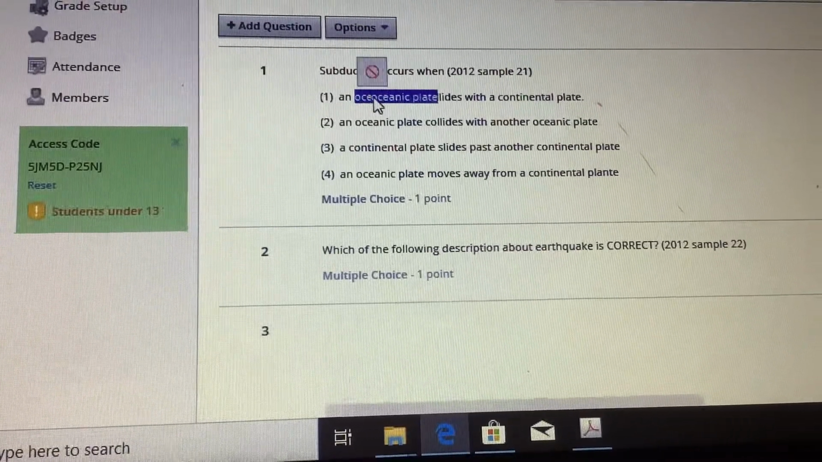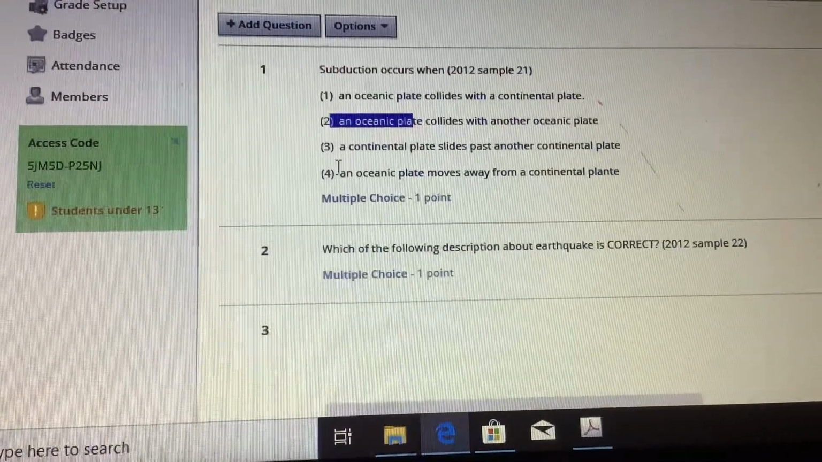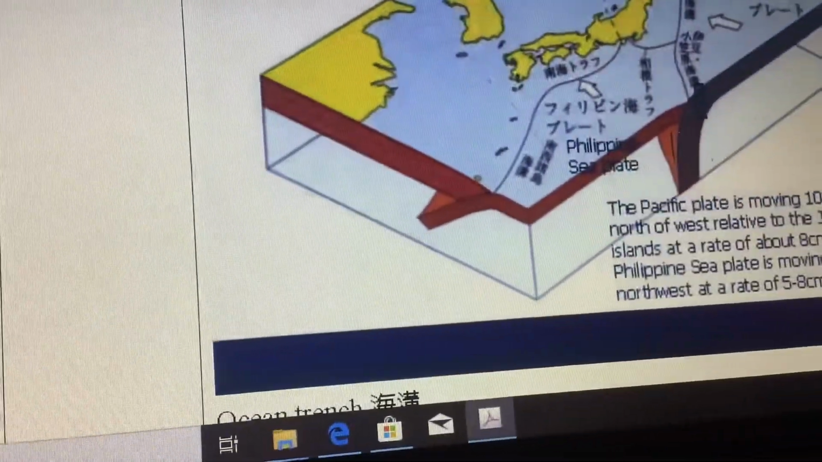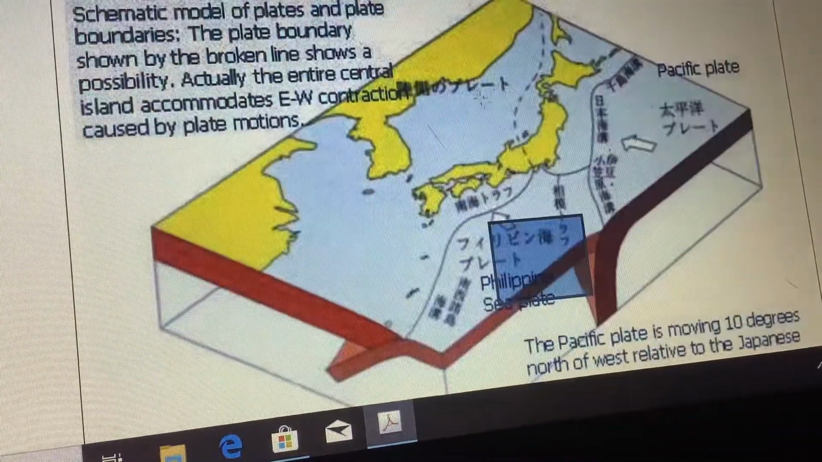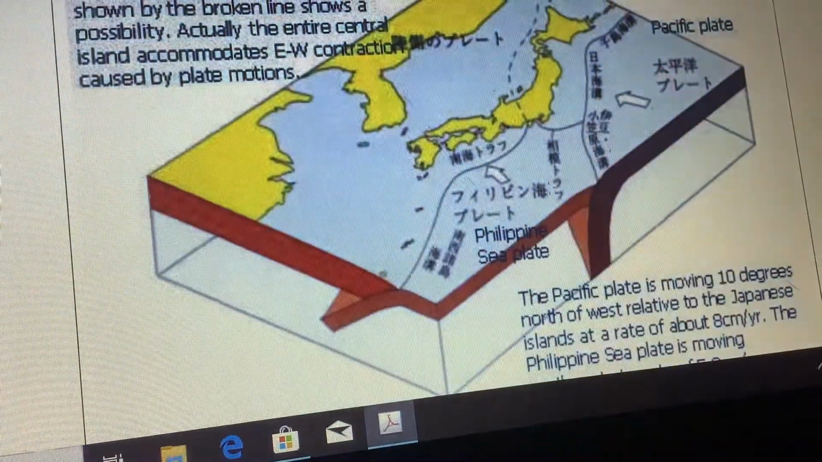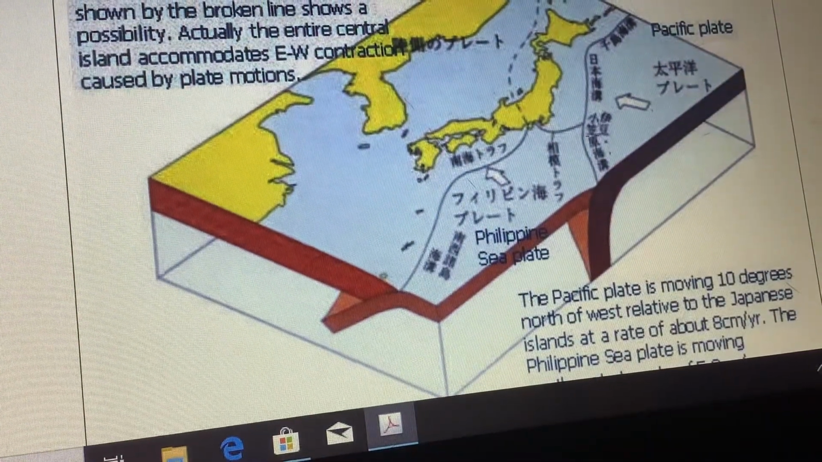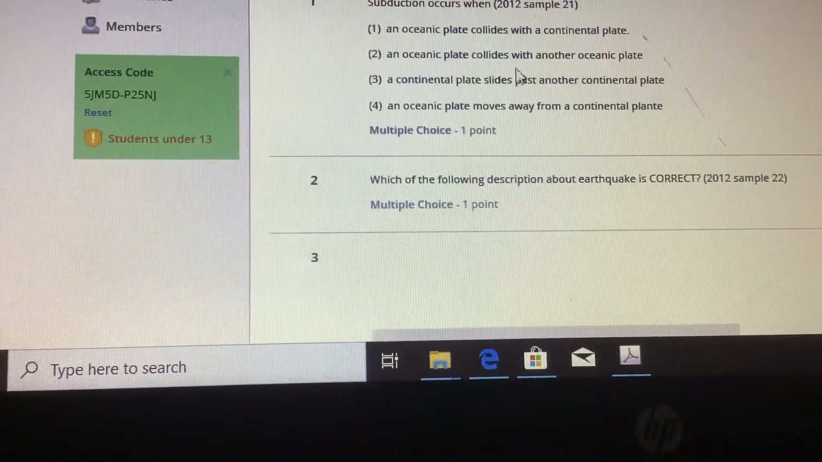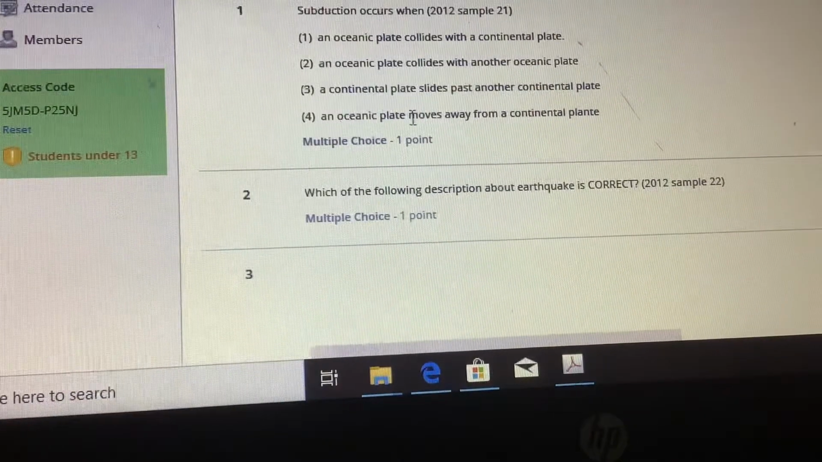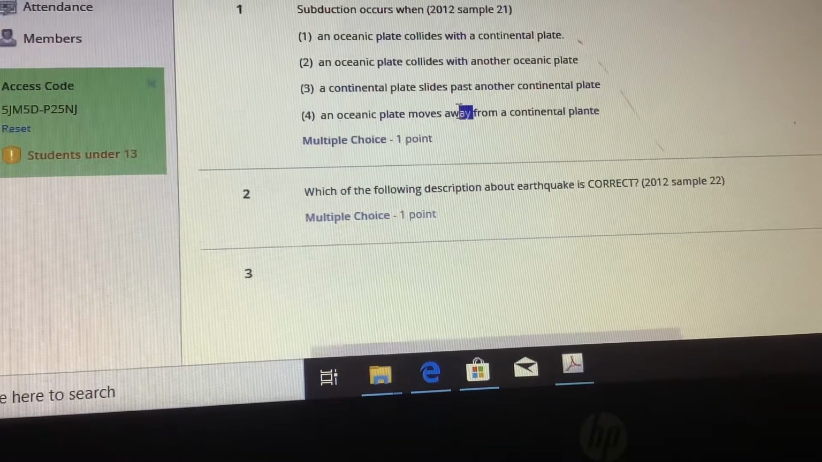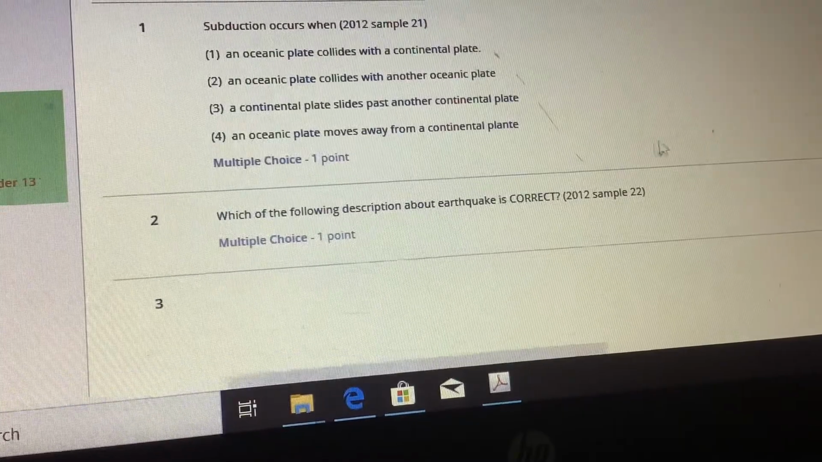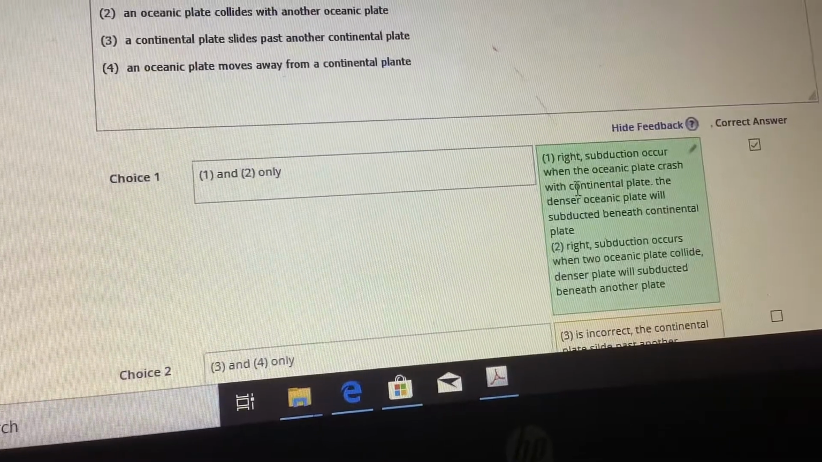So number one is right, number two is right, and how about number three? Number three, I don't think so. When we are talking about subduction, we should be talking about plates moving towards each other. So number four is wrong because it's talking about moving away from the continental plate. So number three and four are wrong. The answer is number one and two.